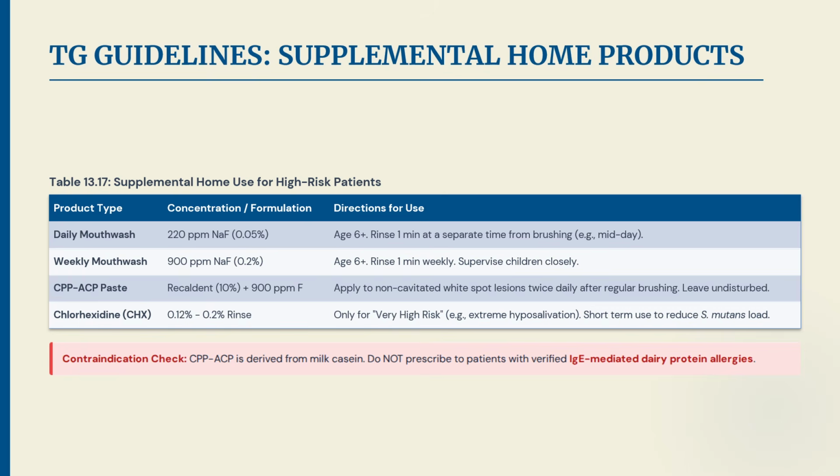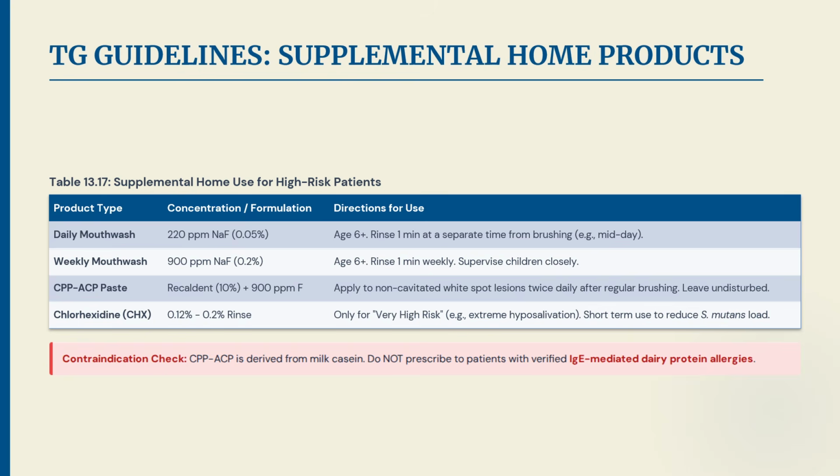Now they're specific. So your oral hygiene, you're doing it on a routine basis. Mouthwash, you can use it at a separate time when you're not brushing, like around midday, when you're at work, or in the evening. So that's the daily mouthwash. Now there is a weekly mouthwash which you're supposed to use weekly. So you see, look at the concentration, it's a bit higher, 900 ppm sodium fluoride, which is again over 6 years old, and you have to rinse it for 1 minute weekly.